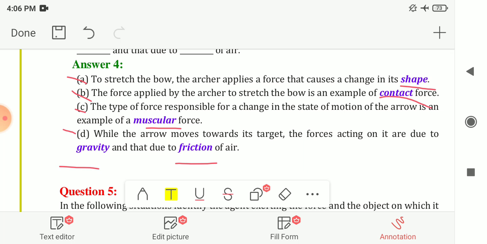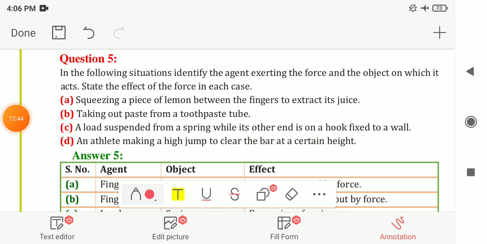Now next is question number 5. The question is, in the following situations, identify the agent exerting the force and the object on which it acts and state the effect of the force in each case. Here some situations are given to you. You have to identify the agent, that means the factor by which this force is applied. Then we have to write about the object, on which we are applying this force, and in the last column you have to write the effect of this force.